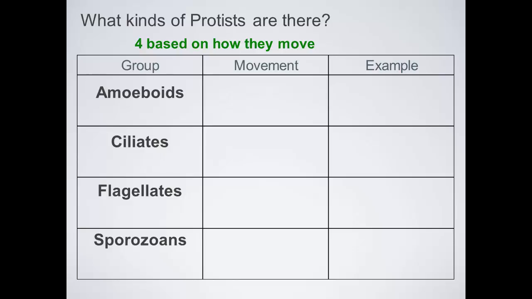So one group are called the amoeboids. The amoeboids move by sort of oozing forward. They have just a very thin cell membrane, and their cytoplasm can sort of ooze around, and they are constantly changing their shape. And so they send forth their cytoplasm, and they just kind of ooze forward. The cytoplasm they send forward are called pseudopods. Pseudo means false or fake.